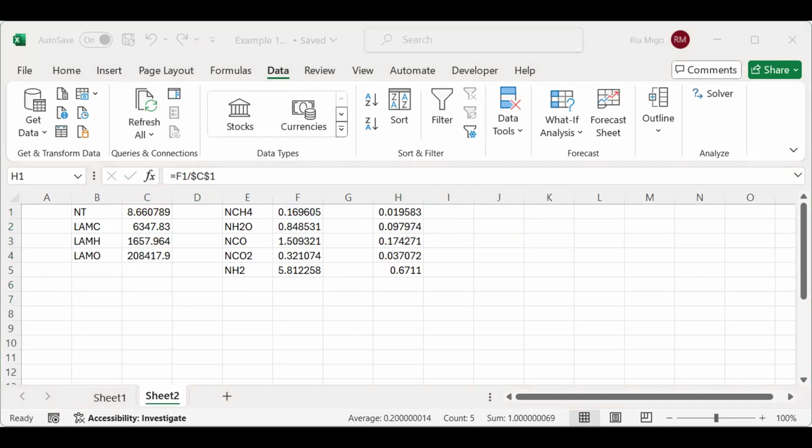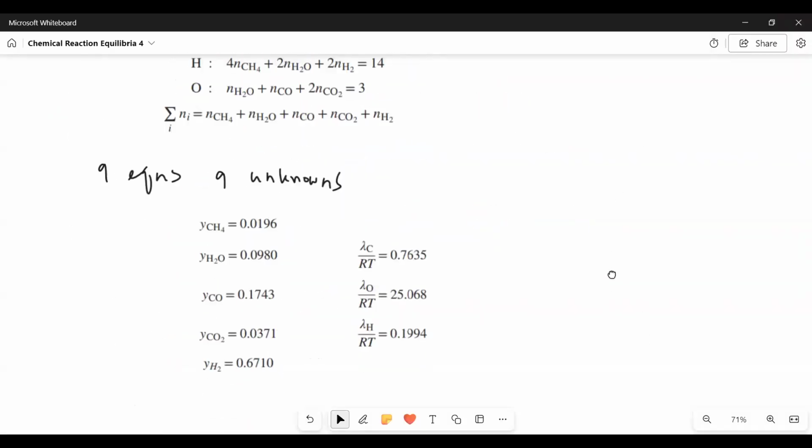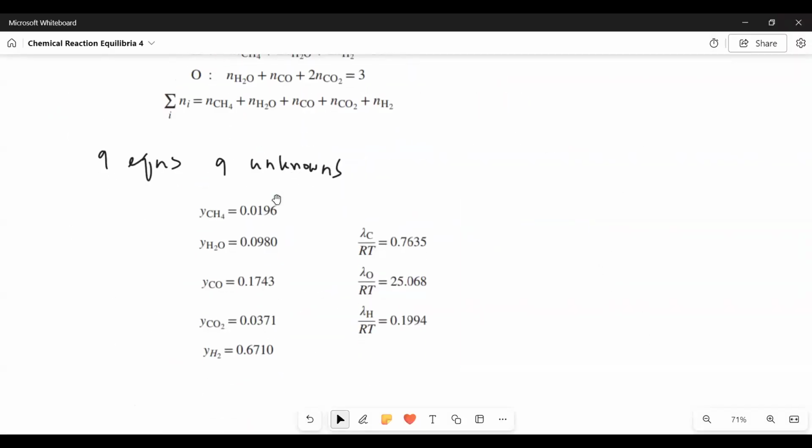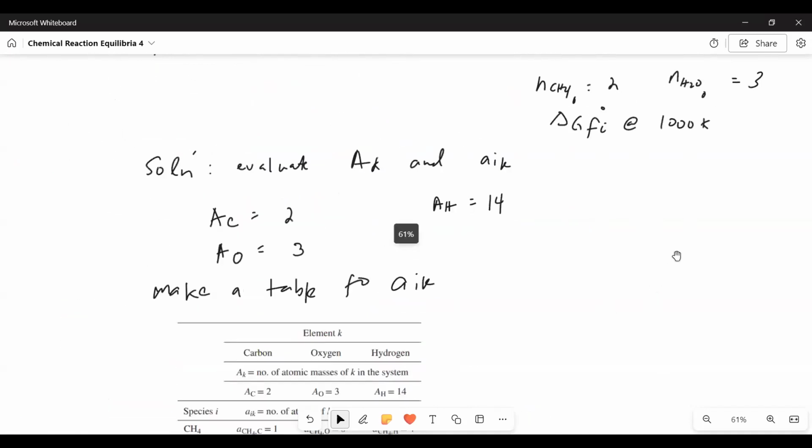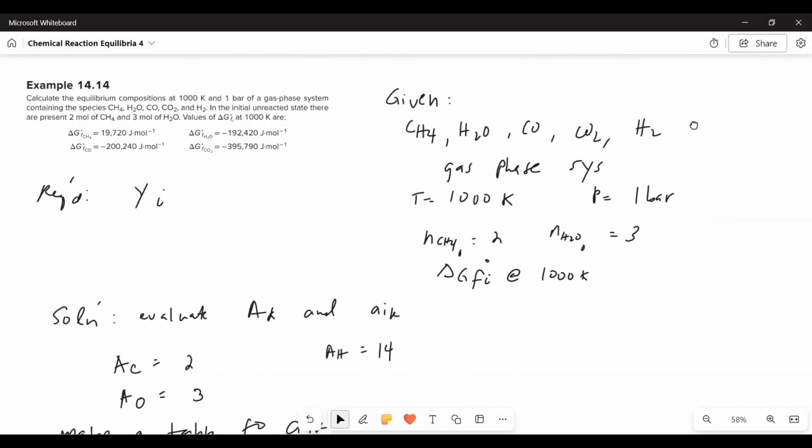Let me go back to the whiteboard. Right. So now that we have the final answers, this actually is the end of the problem. Notice that the lambda c over RT, which are calculated, have no significance. They're just included here for completeness. And this ends the solution for problem number 14. So I'll stop the video now.